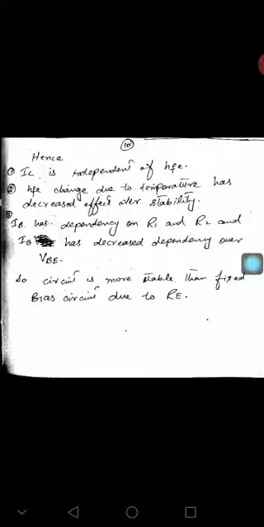So our supreme target is to minimize the effect of temperature on the Q point. So the four resistor bias has, in both terms, decreased dependency of IB on temperature and decreased dependency of IB and IC on HFE. And at last, the circuit is more stable than the fixed bias circuit due to RE, and the circuit has greater gain with more stability due to R1 and R2.